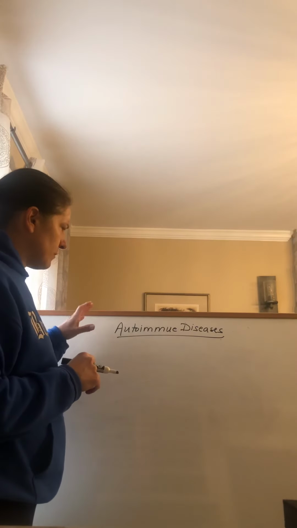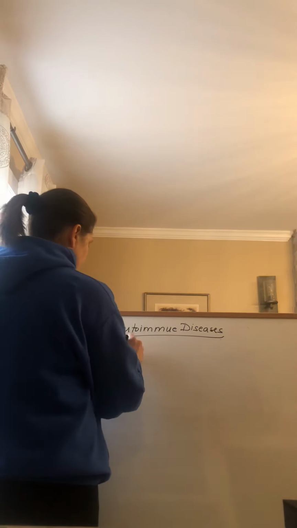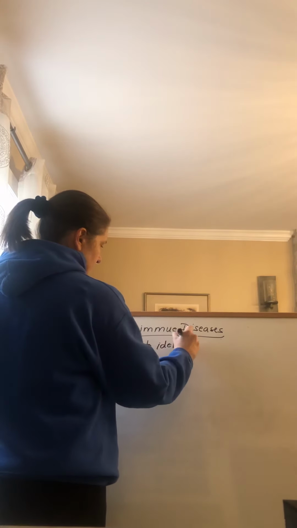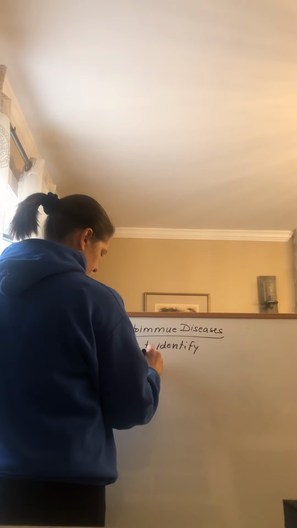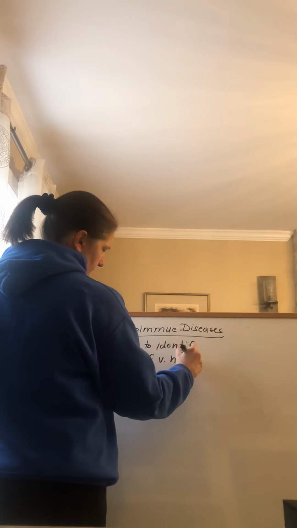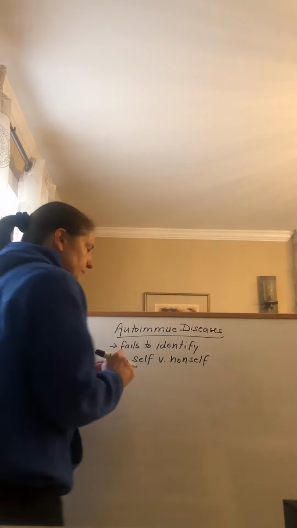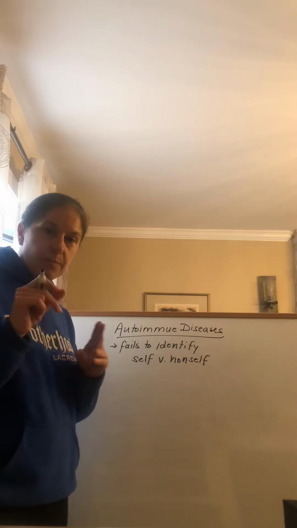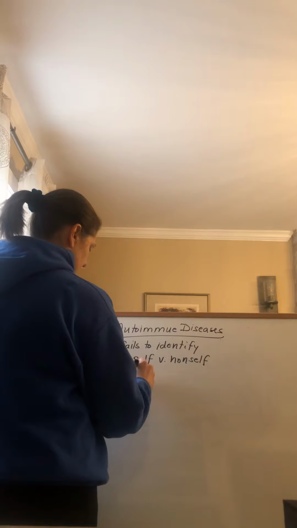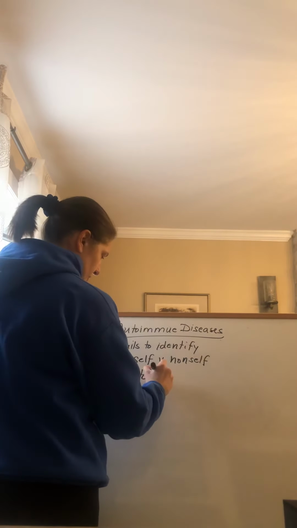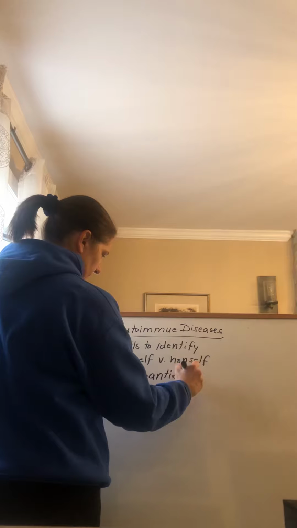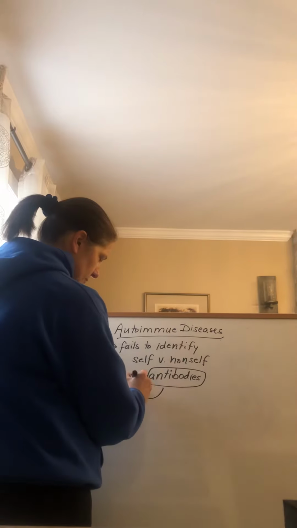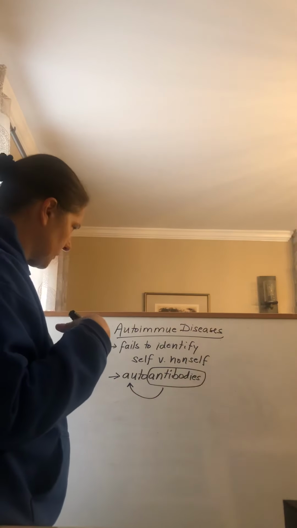When someone has an autoimmune disease, their immune system kind of fails to identify self versus non-self. And what I mean by that is your immune system sees self as non-self, and produces what are called autoantibodies, antibodies against your own tissue. So we know that we produce antibodies normally against an antigen, but now we're producing them against yourself, okay?